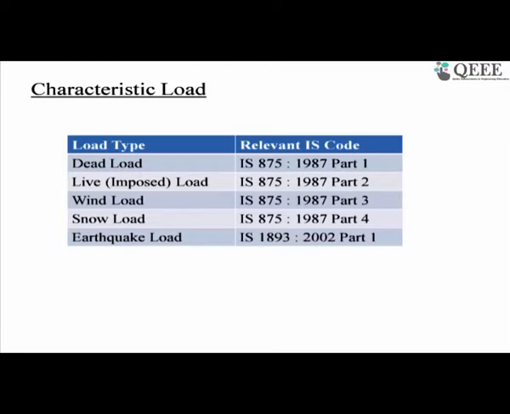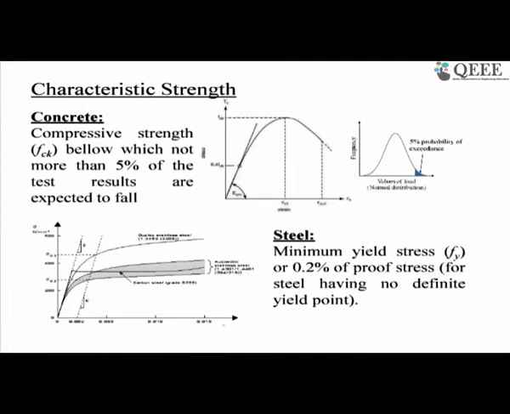Similarly, wind load is given in part 3, snow load is given in part 4. Earthquake is given in a different code, which is IS 1893, 2002. We may not directly use all these codes in this course. The only code that we'll be using is IS 456 and probably SP16. We are discussing these for your information, so that we can have comprehensive information about the design.